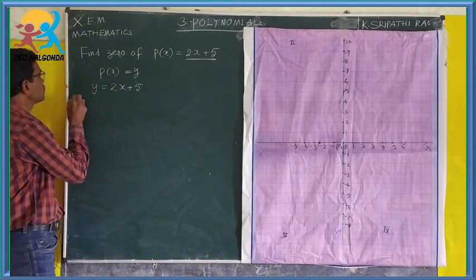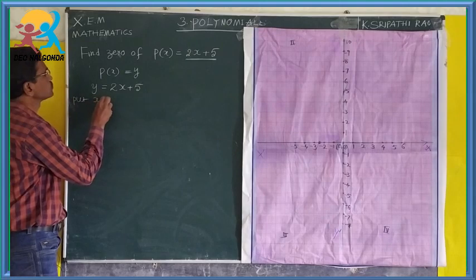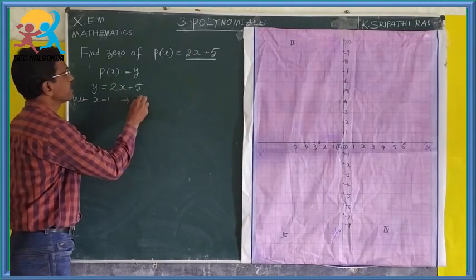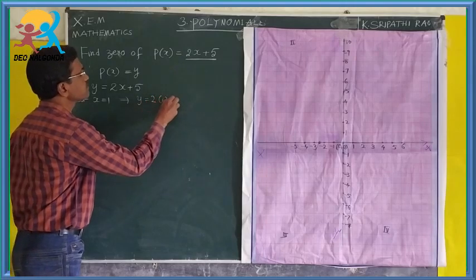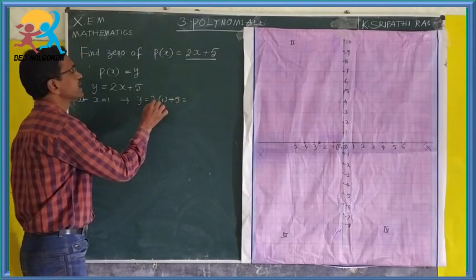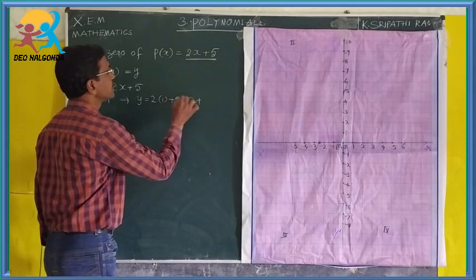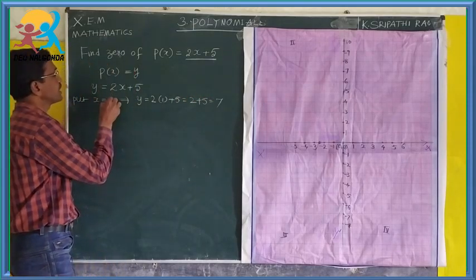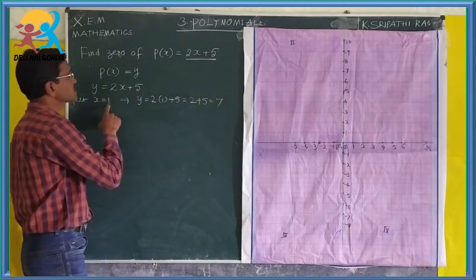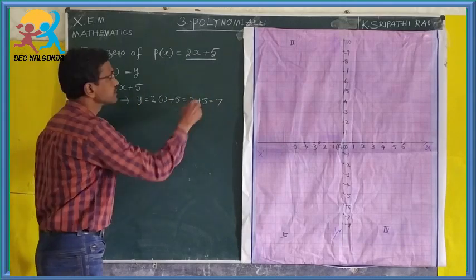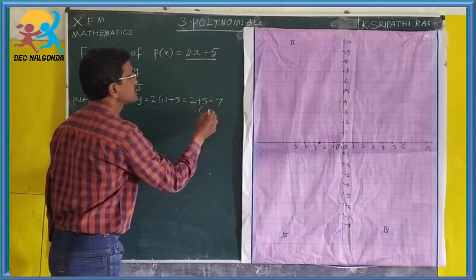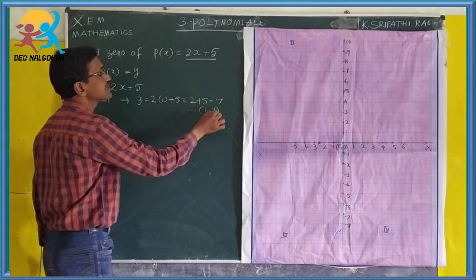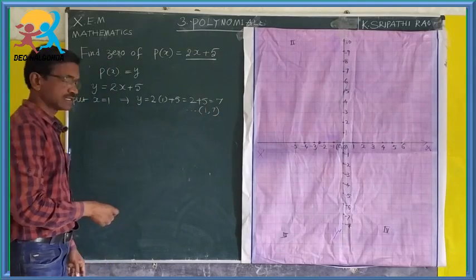Let us put x is equal to 1 in this polynomial. This implies y is equal to 2 into 1 plus 5. Here 2 ones are 2, plus 5 is equal to 7. So, if we substitute 1, we get 7. This is the x coordinate and this is the y coordinate. Let us write the coordinates of the point: 1 comma 7.